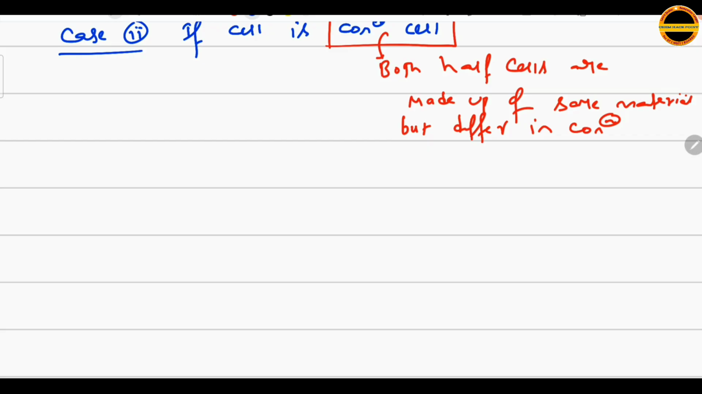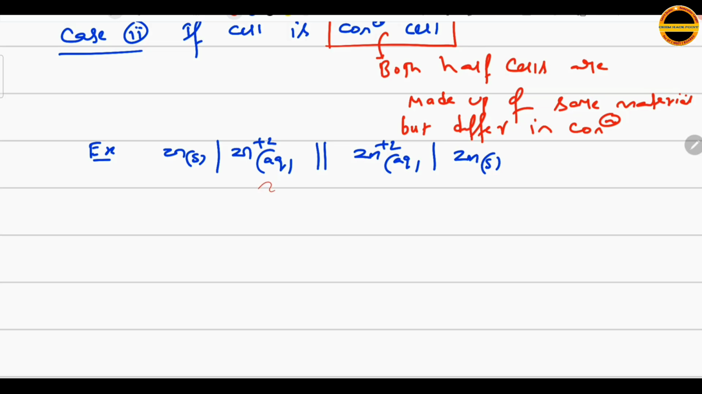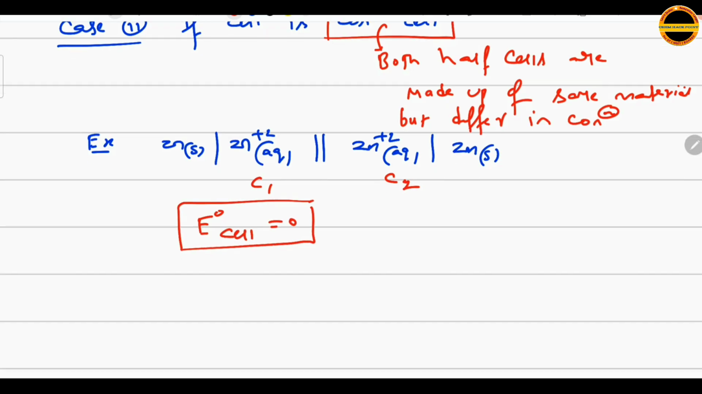So, for example, I am giving one example. Here there is zinc solid, zinc plus 2, salt bridge, zinc plus 2, zinc solid. Here the concentration is C1, here the concentration is C2. C1 is not equal to C2, the concentrations are different. Such cells are concentration cells. See, whenever a concentration cell is taken, then E naught cell becomes 0.